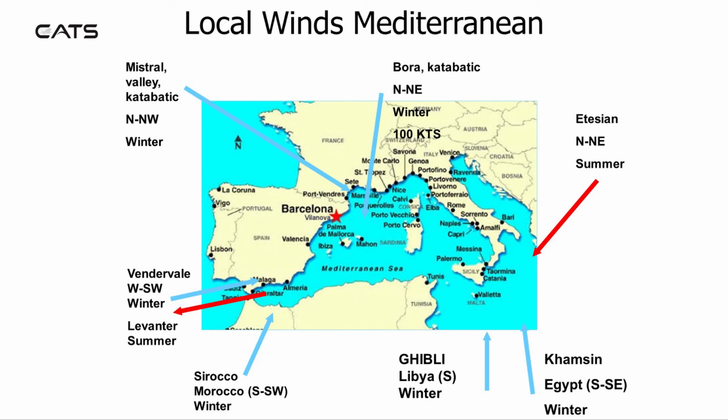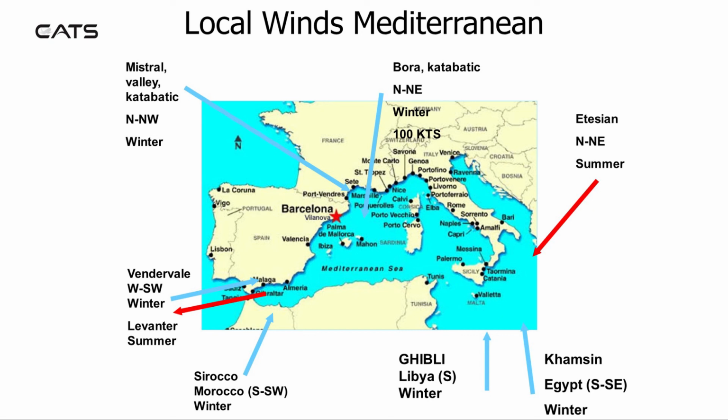Local winds for the Mediterranean. The Mistral flows through France. It's a valley katabatic wind with a north-northwesterly direction in the winter. The Bora is also katabatic and comes across Yugoslavia, or the former Republic of Yugoslavia, and the states around there. It's north-northeasterly in direction, a winter phenomenon.